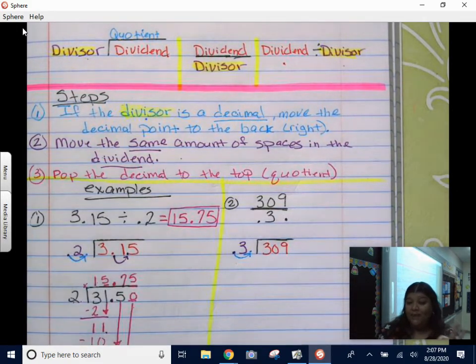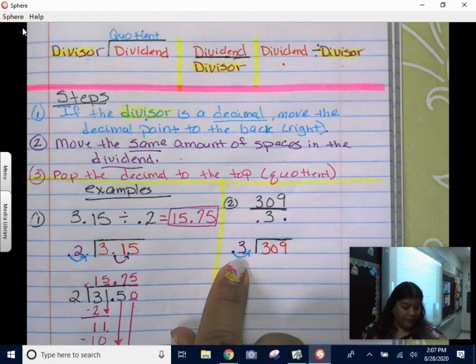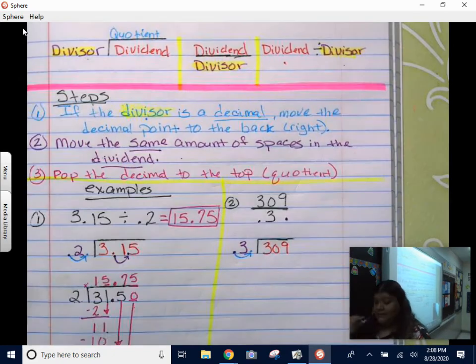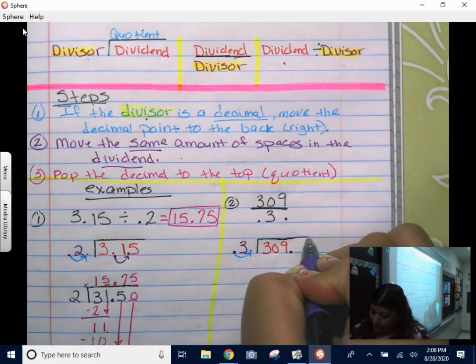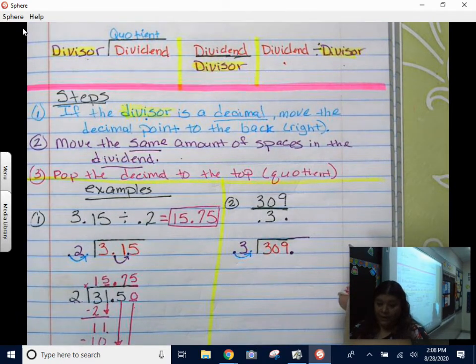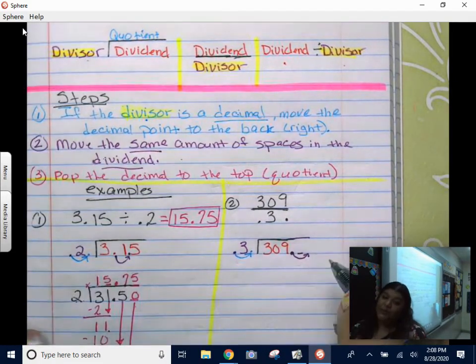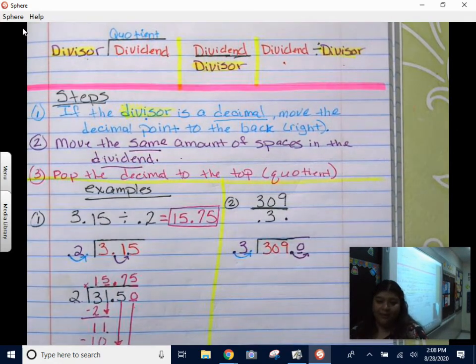We're going to move the same amount of spaces in my dividend. So how many spaces did we move in the divisor? I moved 1, which means in my dividend, I'm going to move 1 as well. So we moved 1 here. Oh, I don't see a decimal point there. Where is your imaginary decimal on a whole number? It's right there. So when you have a whole number, add your decimal to the back, okay? And then we're going to go 1 place over. And guess what we put in that empty spot? You guessed it, our invisible 0. Add them in there, okay?